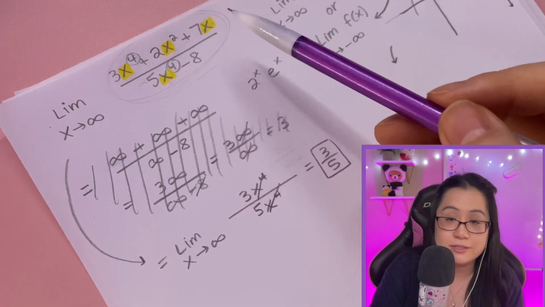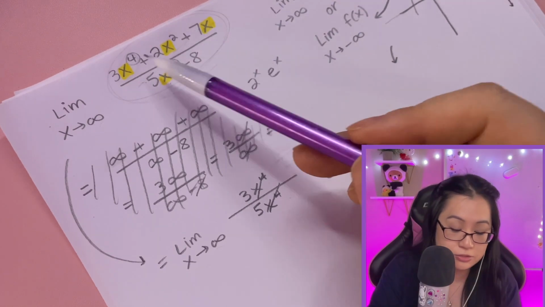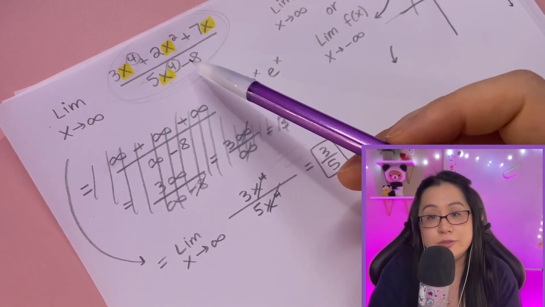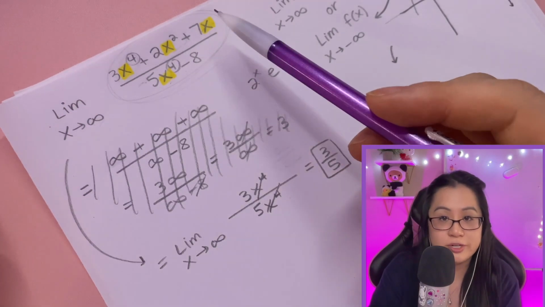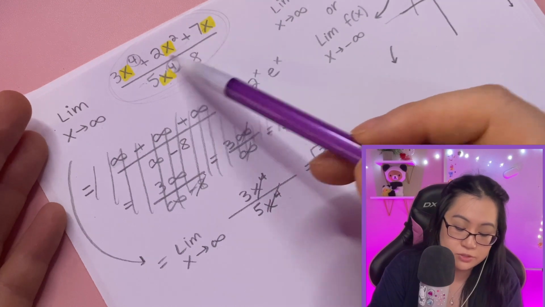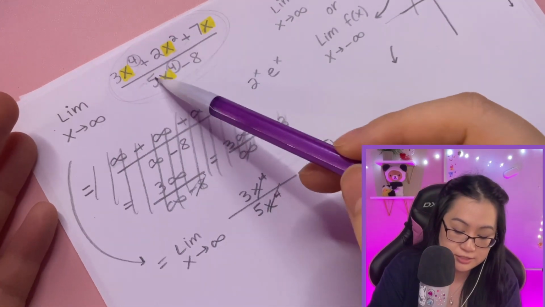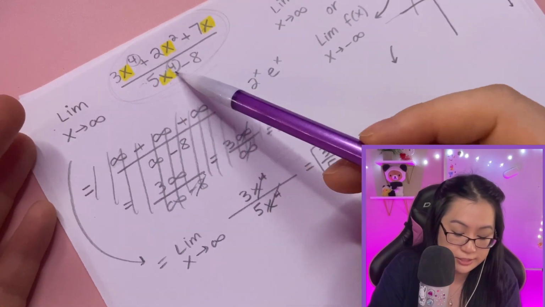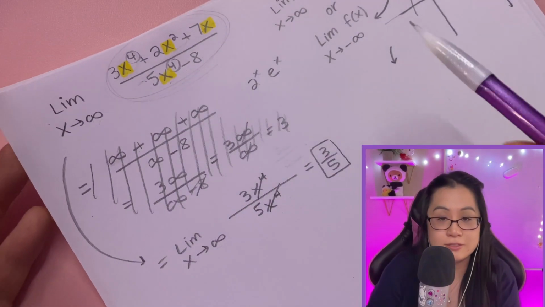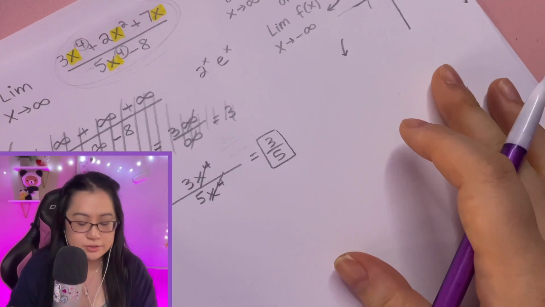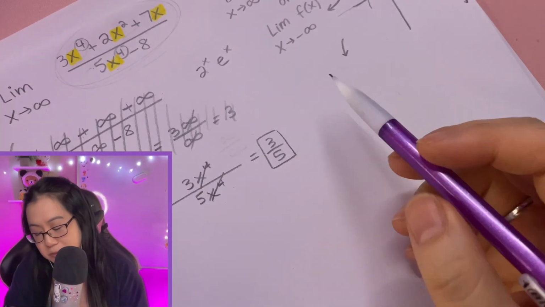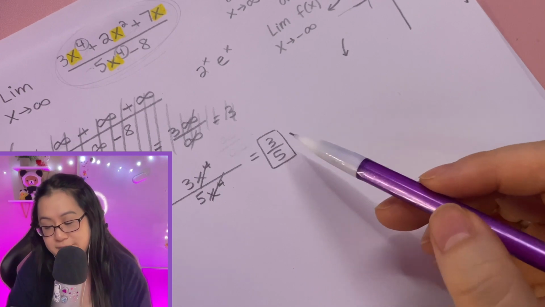You're basically comparing the degrees of the top polynomial and the bottom polynomial to see, does the numerator have more of an influence over our limit, or does the denominator? And in this case, they have the exact same degree, so we just have 3 and 5. So 3/5 is our limit. So for a multiple choice question where you don't have to show your work, that is perfectly fine.